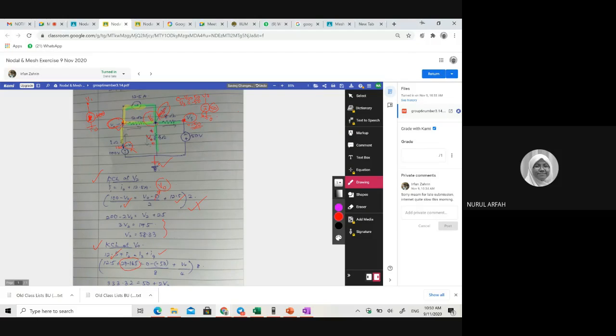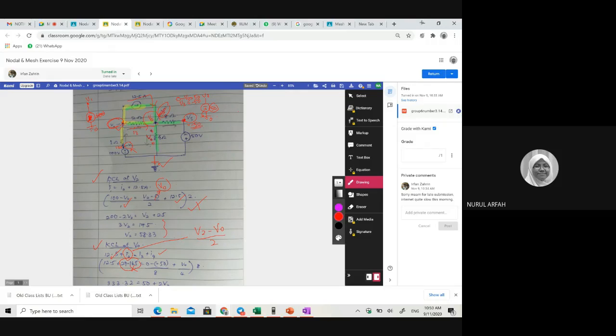This one I don't understand. Maybe this is I2? Is it I2? But this I2 is actually equal to V2 minus V naught over 2. Why? Because the current is this one entering and this one also entering V naught. So you should have... why is this wrong? It should have V2 minus V naught divided by 2.